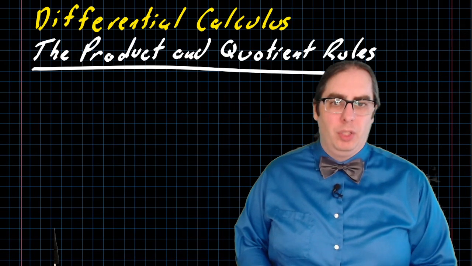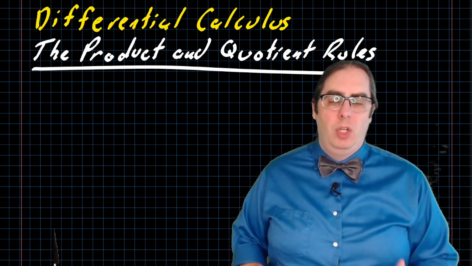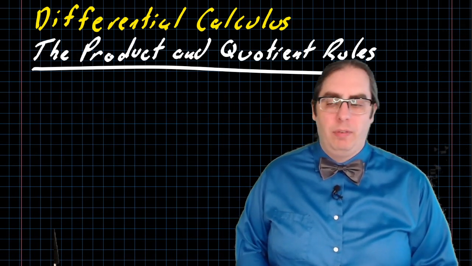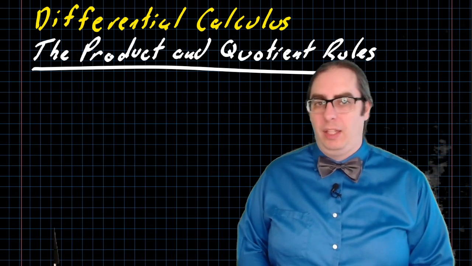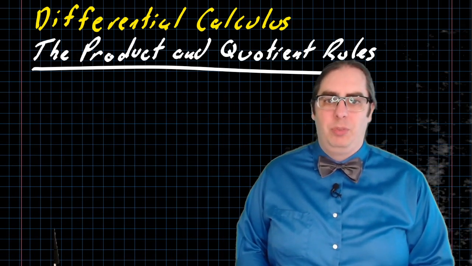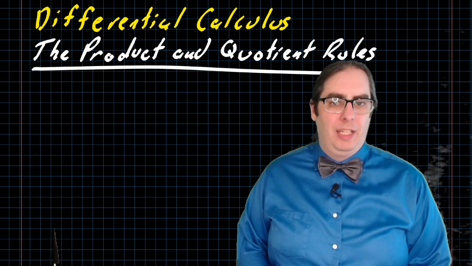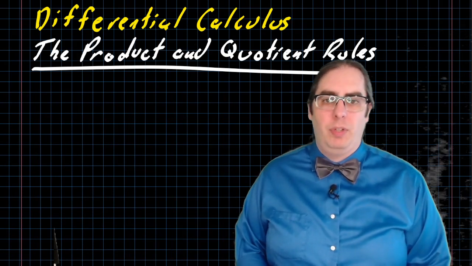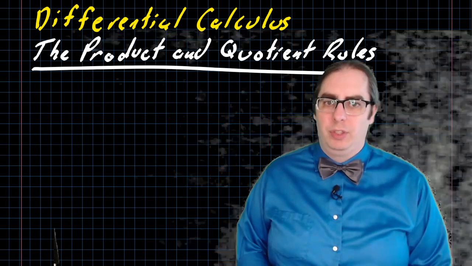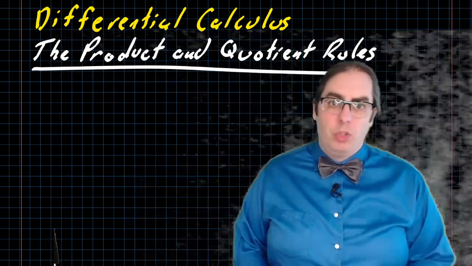In this video, we're continuing our tour of ways of simplifying derivatives with the product and the quotient rule. As the name suggests, these are going to be tools for taking derivatives of the product of two functions or the quotient of two functions, respectively. We'll start off with the product rule.